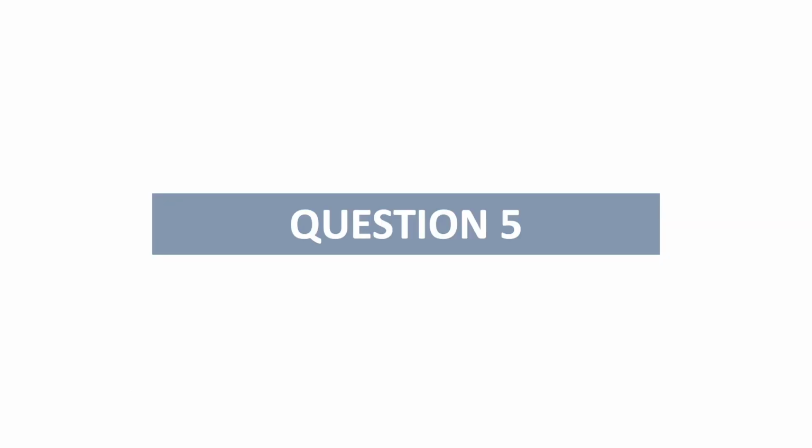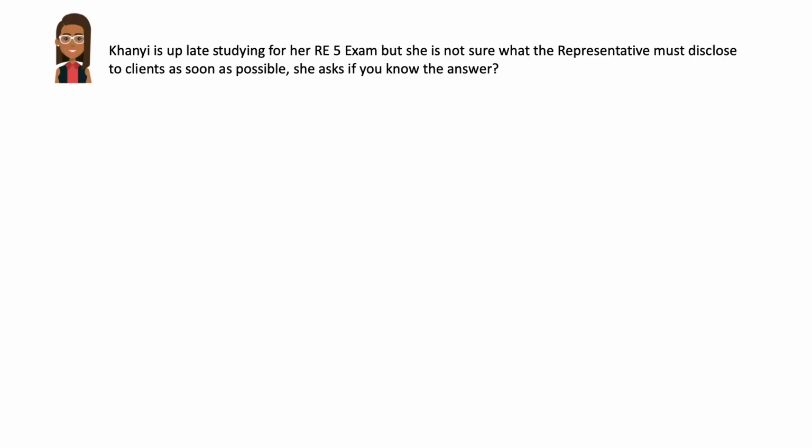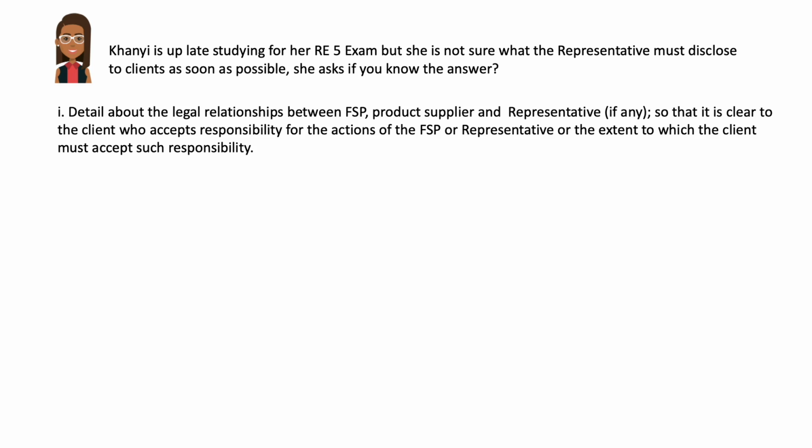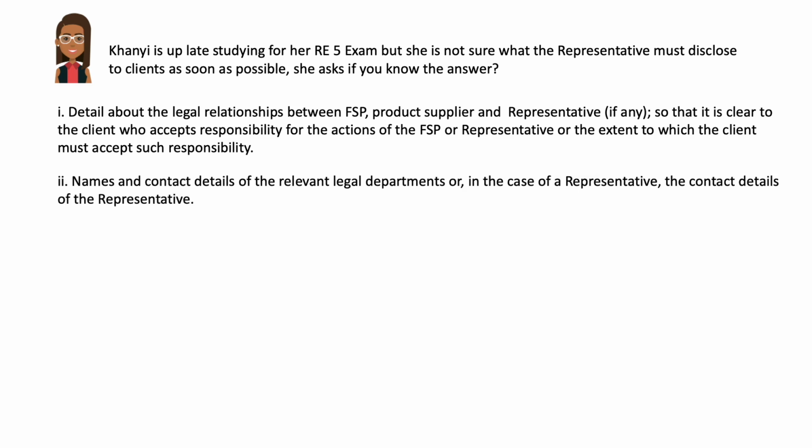Question 5. Kanye is up late studying for her RE5 exam, but she is not sure what the representative must disclose to clients as soon as possible. She asks if you know the answer. 1. Detail about the legal relationships between FSP, product supplier, and representative, if any, so that it is clear to the client who accepts responsibility for the actions of the FSP or representative, or the extent to which the client must accept such responsibility.